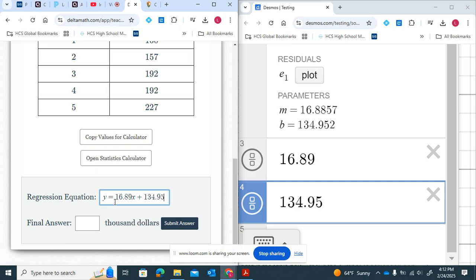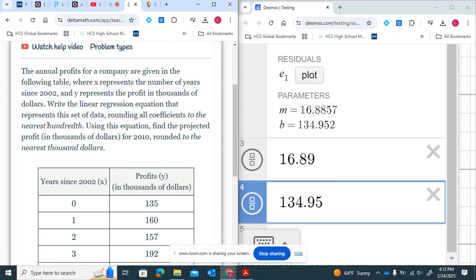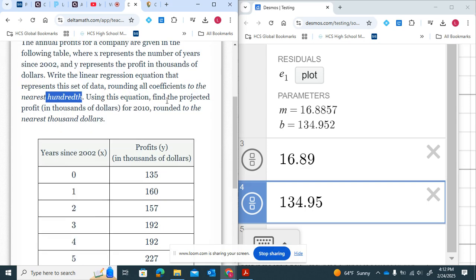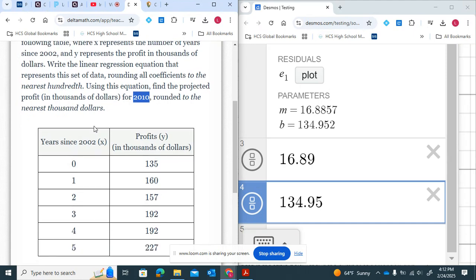That's step 1. Sometimes these questions change. Sometimes it says round your coefficients to the nearest tenth. Tenth means 1 decimal place. So you just have to pay attention. Make sure you're rounding correctly. Then it says use this equation, find the projected profit, which is y. Y is profit. So find y when the year is 2010. Years represents X. So basically, we know the year, X, and we need to find Y.